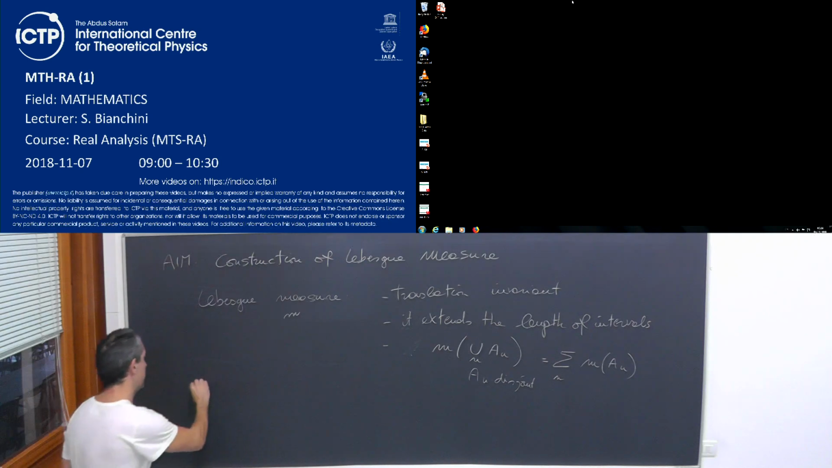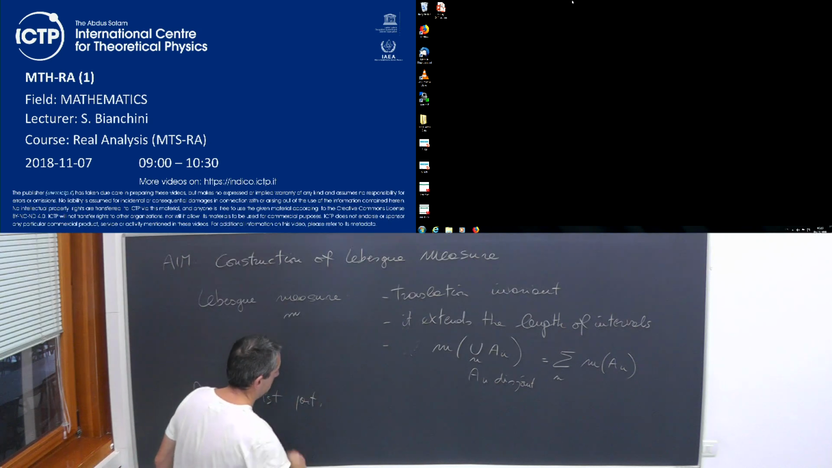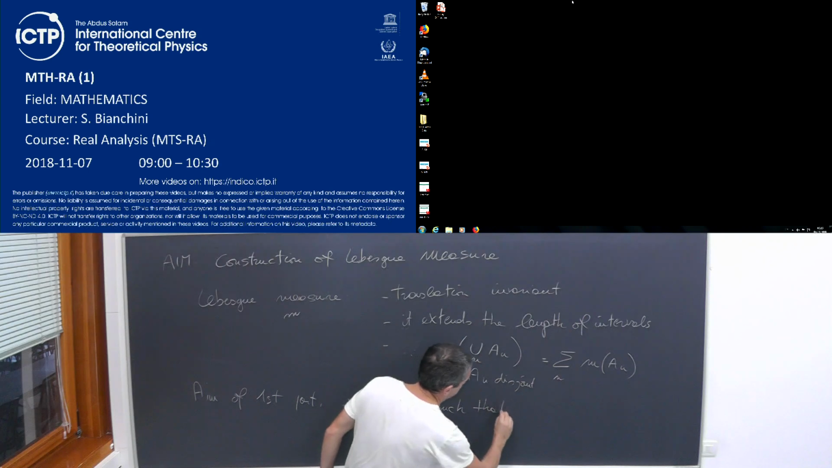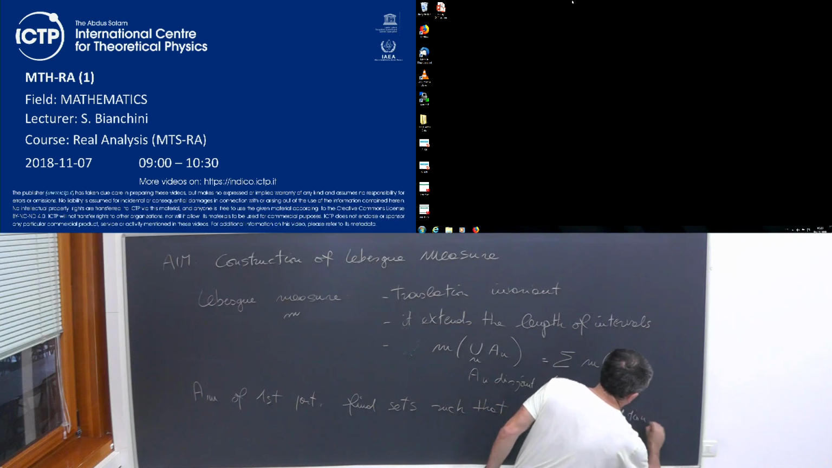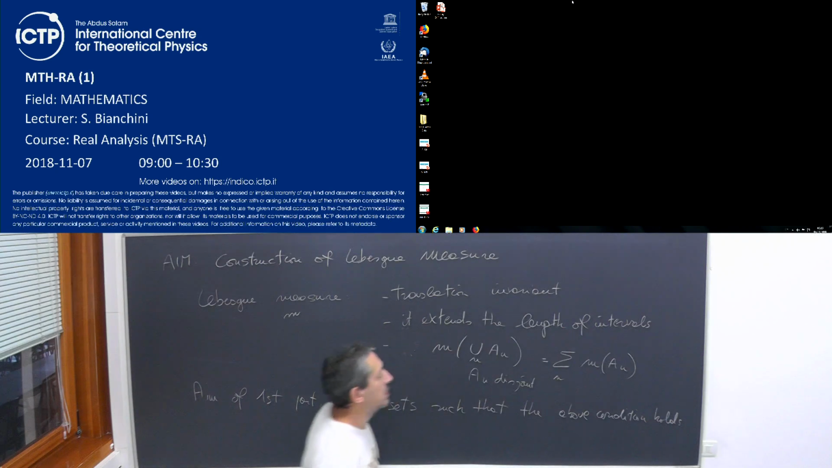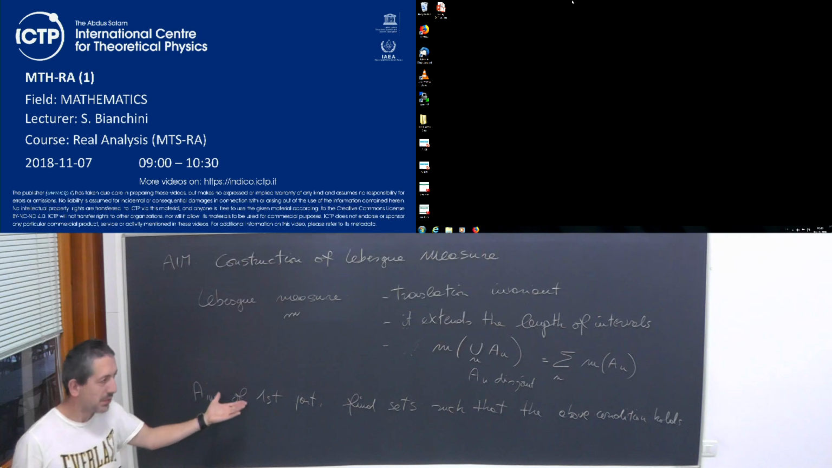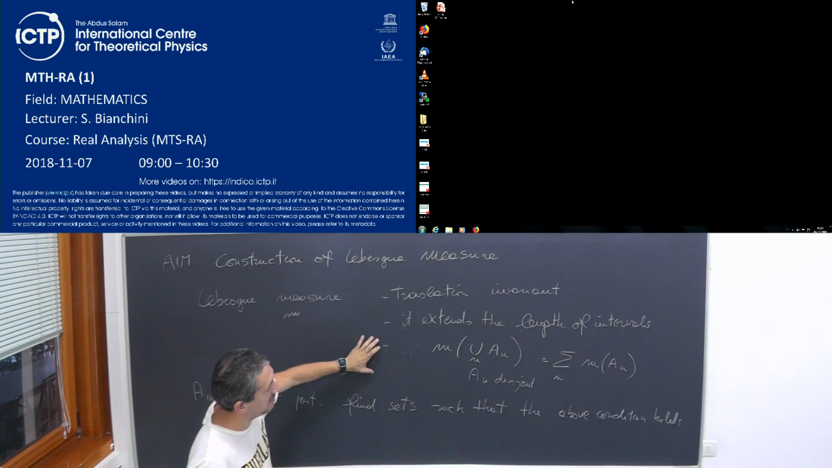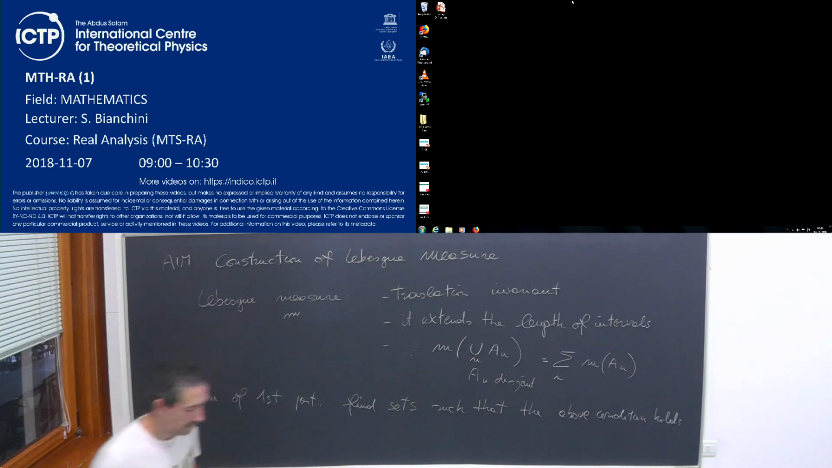Okay, so the aim of the first part is to find sets such that the above conditions hold. In some sense, measure theory has these two aspects. But once you know a measure, essentially you know the domain. For the Lebesgue measure you need to require this one, for other measures you have this plus something else maybe, but actually it cannot be on the whole set in general.